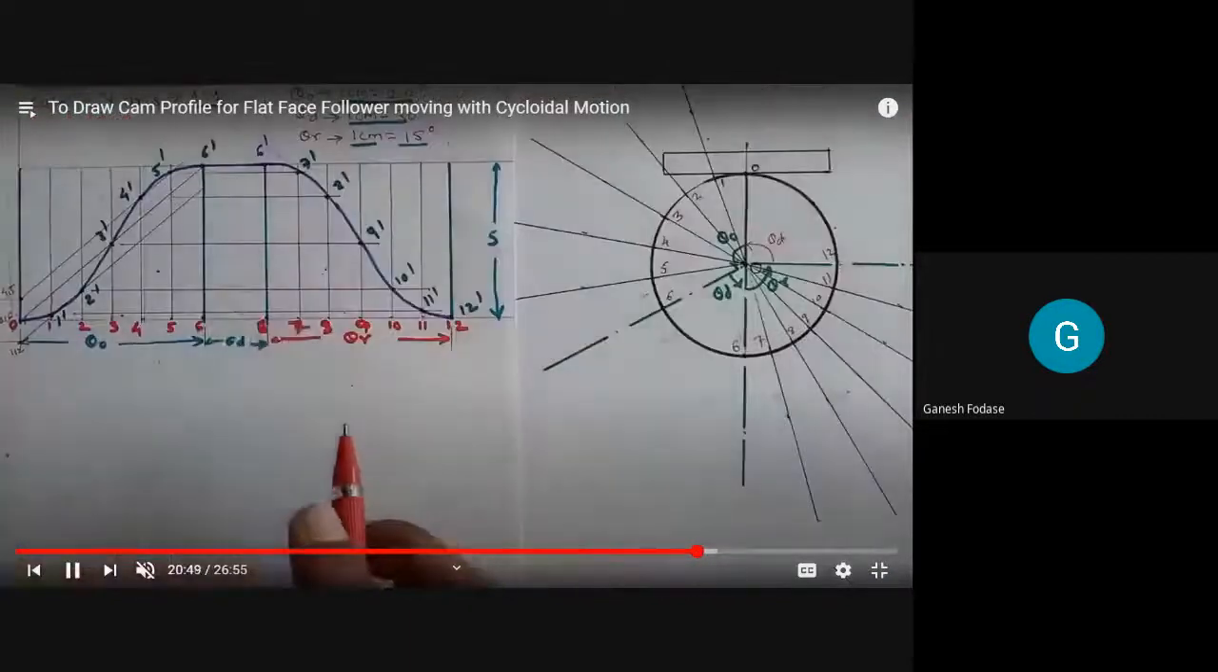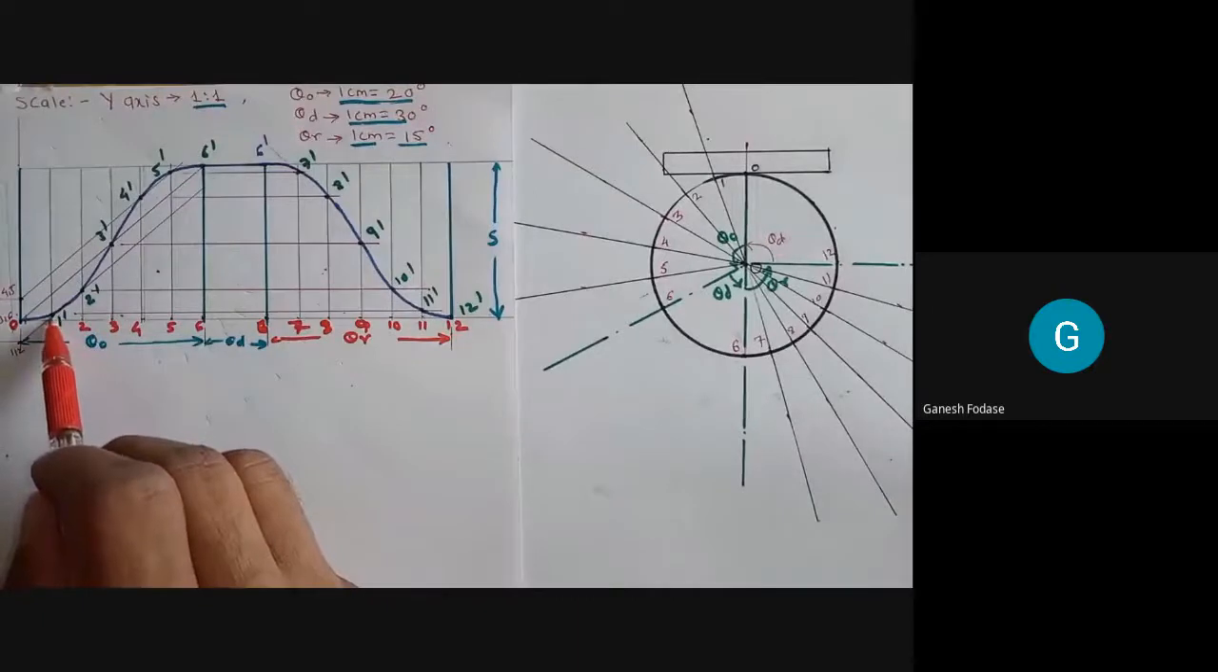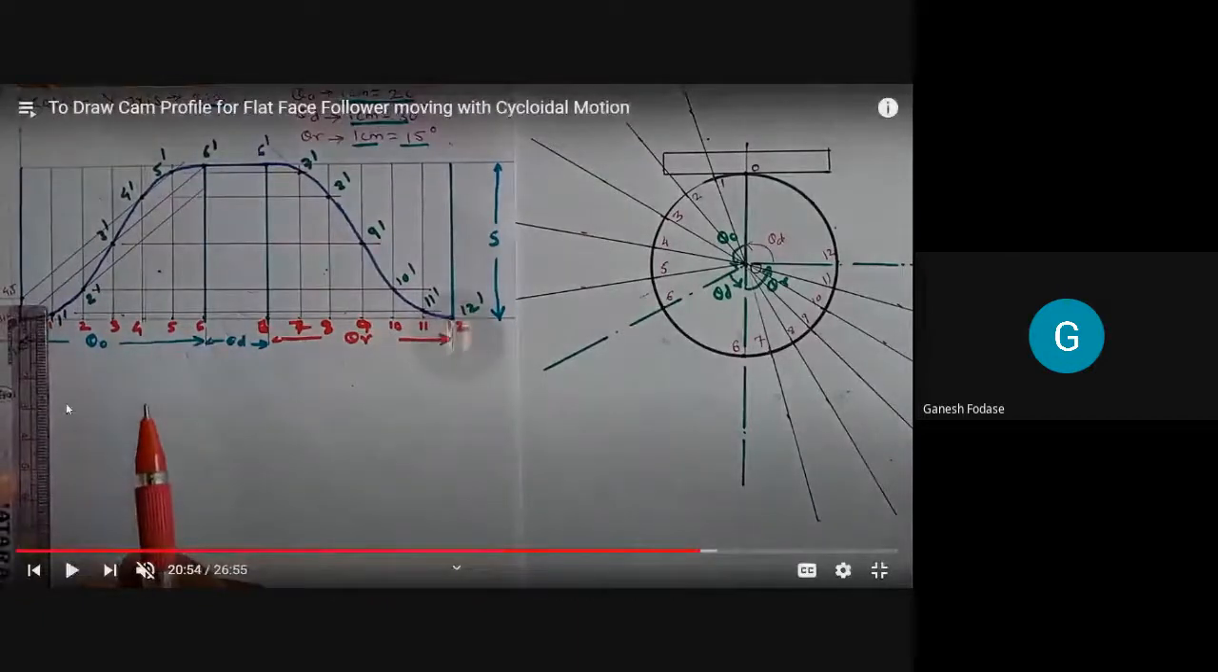So after this, now we need to transfer distances. You can see here, initially the follower is at 0 displacement. At the next position it is at 1 dash, next 2 dash, 3 dash, 4 dash, 5 dash, 6 dash. At the end of the rise, it is at 6 dash. So we need to mark these positions on the cam profile also. So let's transfer 1 dash, on the y-axis, the corresponding axis. So 1 dash distance you can take with a scale or you can take with a compass and mark here on the cam profile. So 1 is on the base circle, 1 dash on this axis, 2 on the base circle, 2 dash on the axis. Let's see how we can mark it.